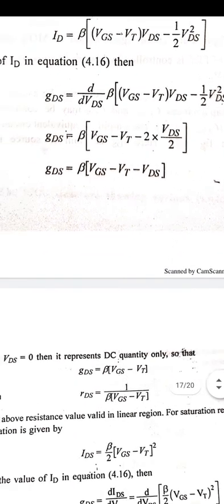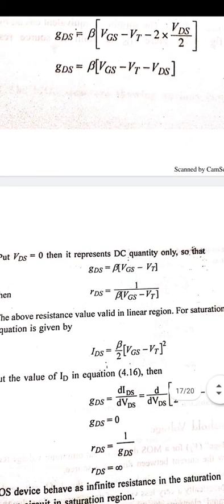So next, when we put the value of VDS, because in the linear region we increase the value slowly, at the point when drain to source voltage VDS is equal to 0, GDS is equal to beta (VGS minus VT), and the RDS value in this linear region is RDS is equal to 1 by beta (VGS minus VT), just the opposite of it. So that is the drain to source resistance value in the linear region.